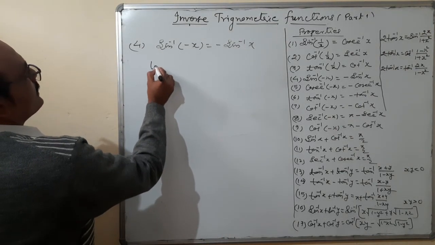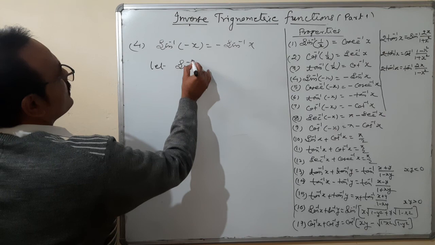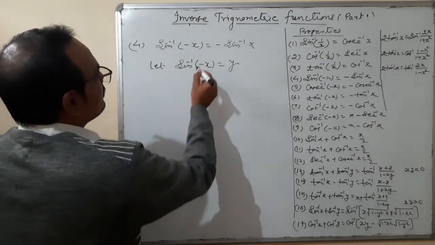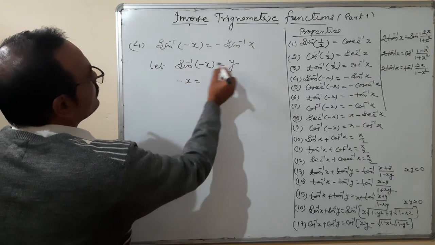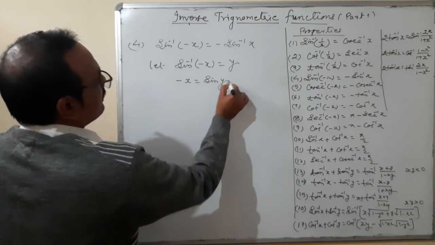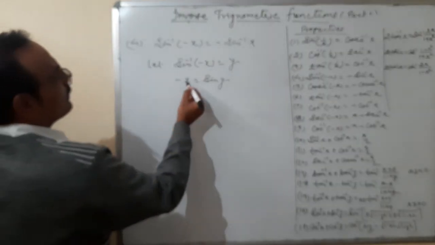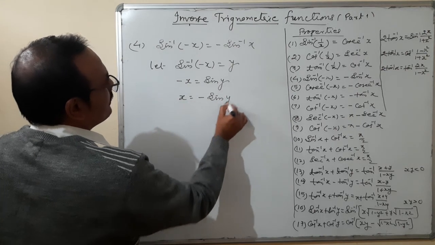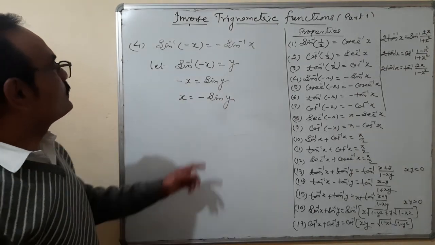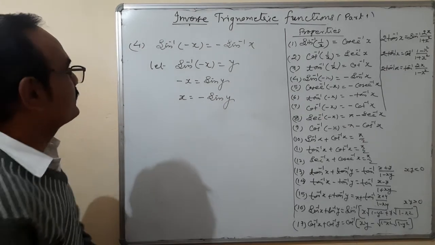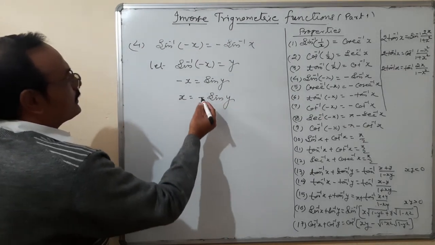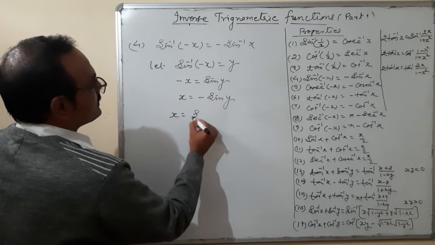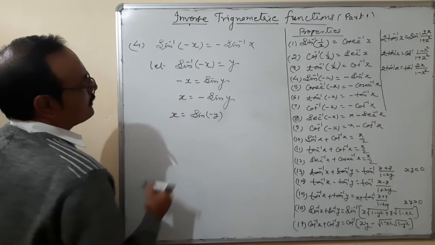Let sine inverse minus x be equal to y. Therefore, minus x is equal to sine y. What does it mean? x is equal to minus sine y. Here, x is equal to minus sine y can be written as sine of minus y.